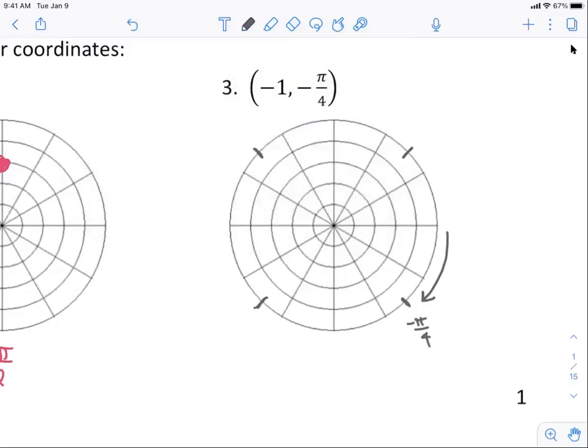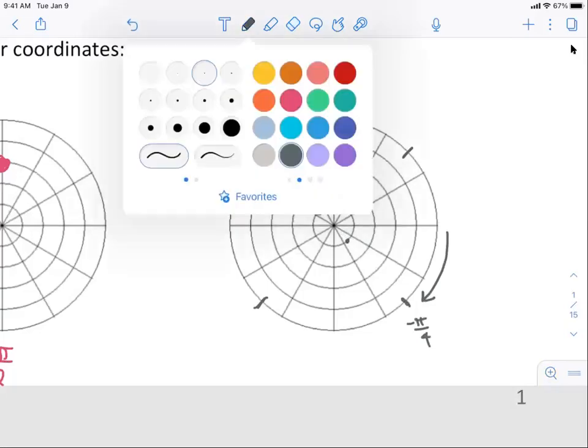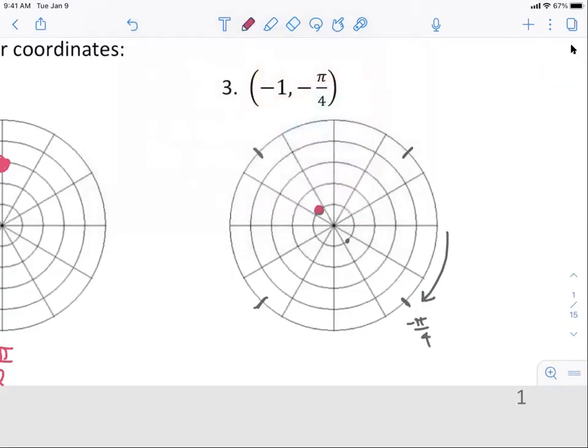So normally I would put the point right here, but because it's negative, I need to reflect it in the opposite direction. Typically that angle is going to be this one right here, but we want to be on the opposite side of that angle because of the negative radius. Okay, so this would be your final answer, is this point right here.